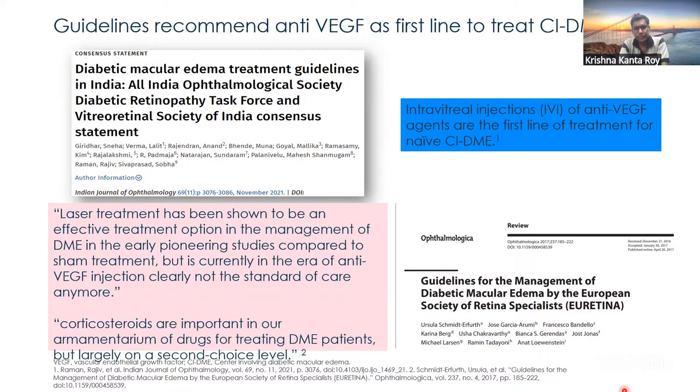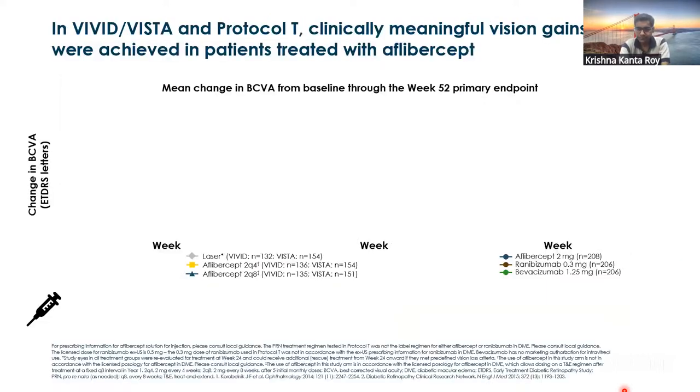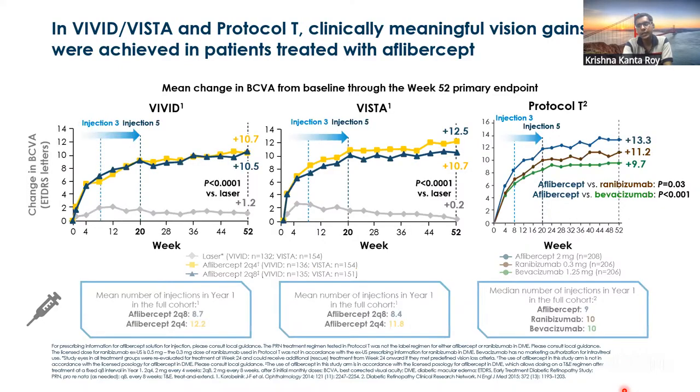The European Union also advises that anti-VEGF agent is the first line standard treatment in case of macular edema. Corticosteroid is important, but it is a second line choice according to the European Union guideline. Now, Vivid, Vista, and Protocol T, these studies prove that aflibercept is effective and vision gain is meaningful. You all know these studies, and all the studies show that aflibercept's effect is comparable to ranibizumab, and its visual gain is good.